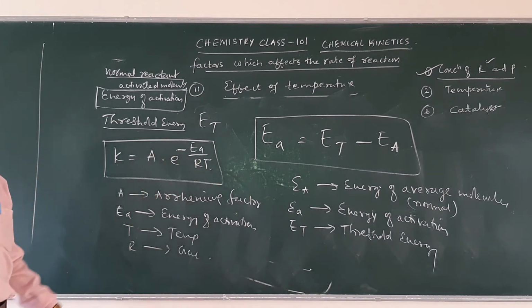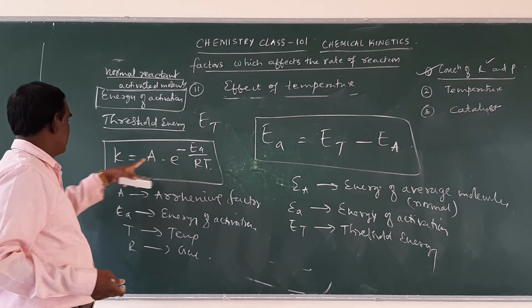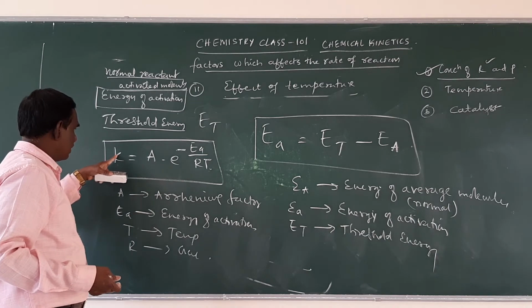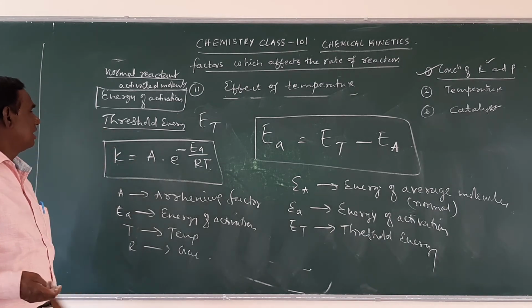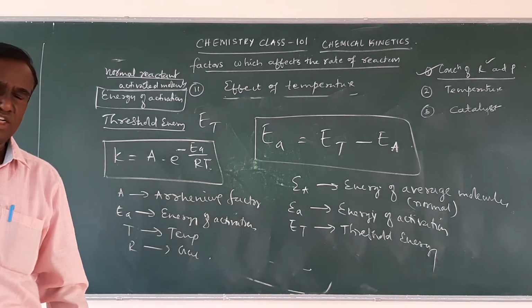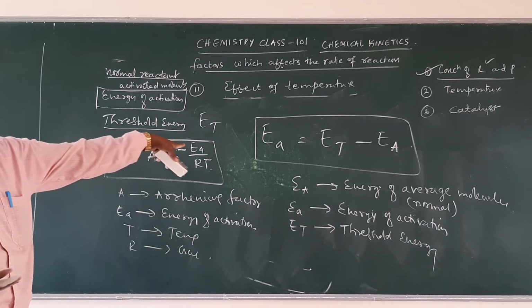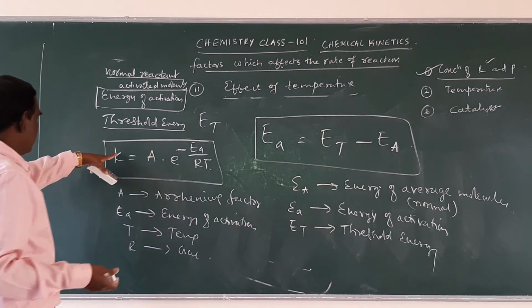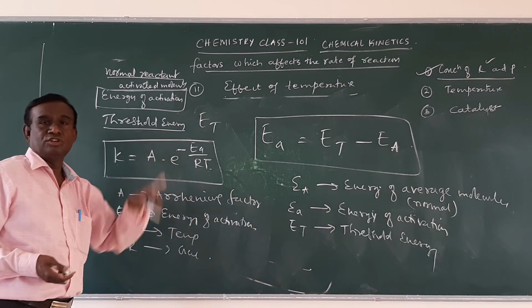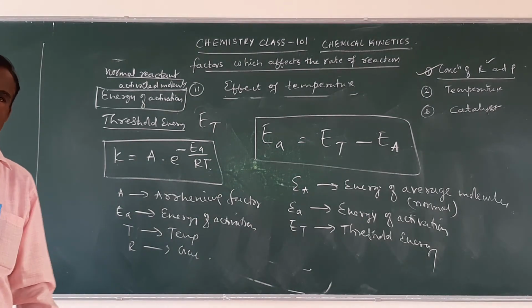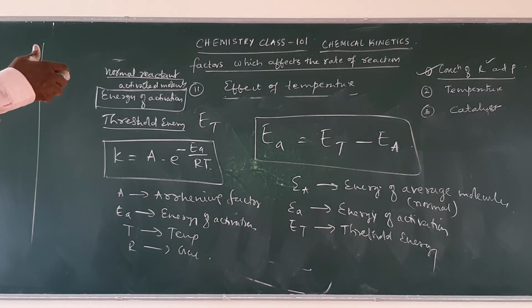So as the temperature increases, the rate constant, or rate of chemical reaction, increases. According to this equation, the rate constant increases with increasing temperature and decreases with decreasing temperature. That is the rate constant or rate increasing.